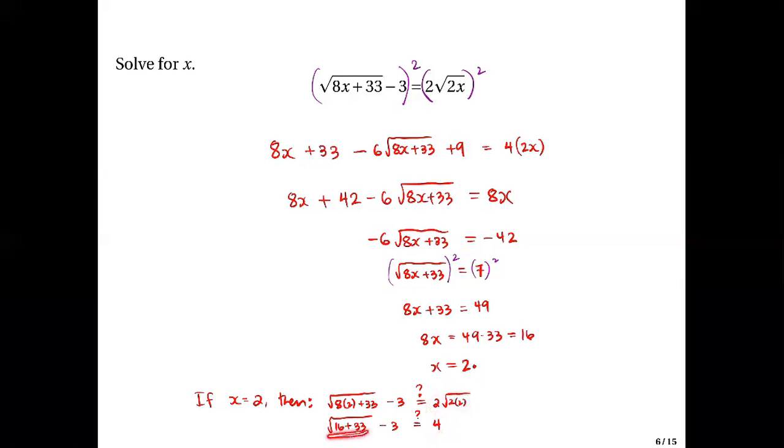Now for this side here, 16 plus 33, that's actually 49. So we will have square root of 49 minus 3. Is this equal to 4? Indeed. Square root of 49, that's 7. So 7 minus 3, this is equal to 4. So we can conclude that this is our solution. Okay? Questions?